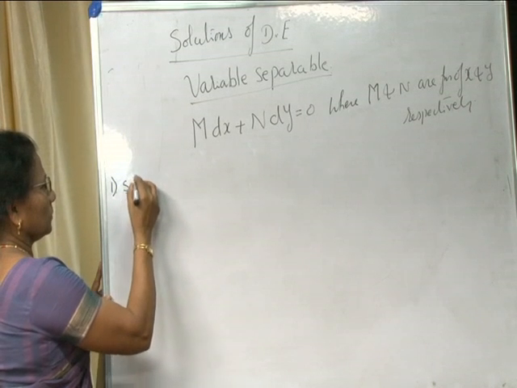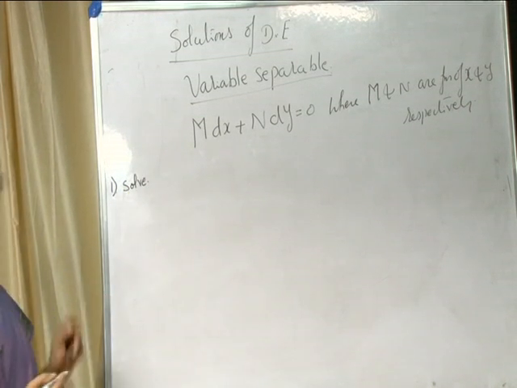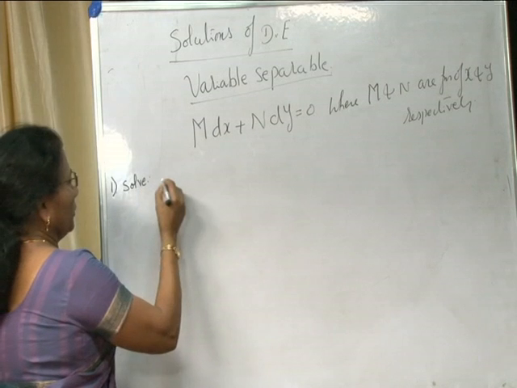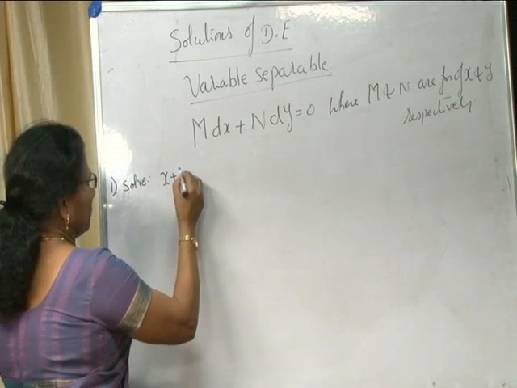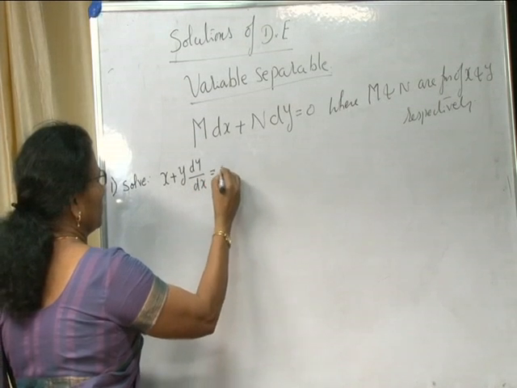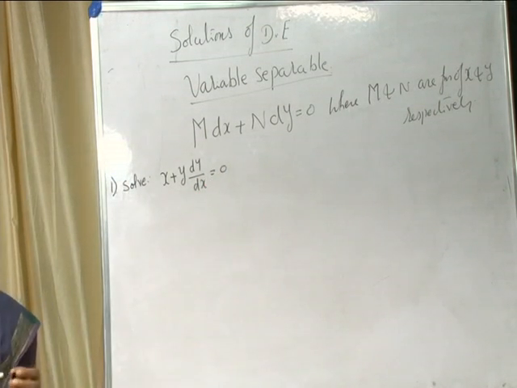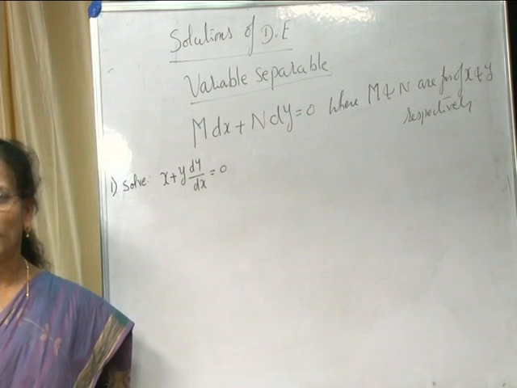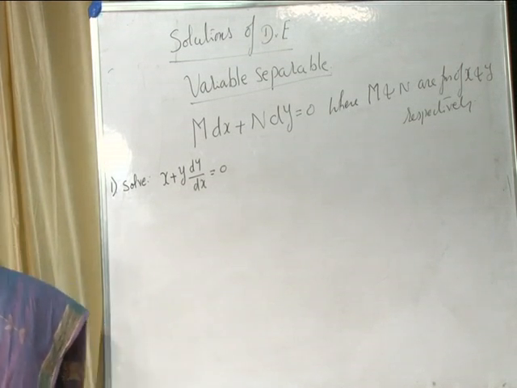Solve x plus y dy by dx is equal to 0. Very simple example I have taken. x plus y dy by dx is equal to 0.